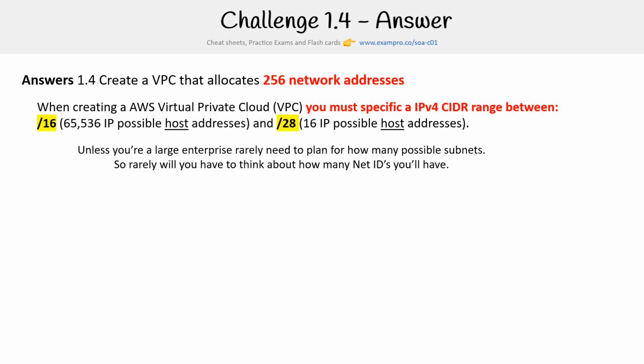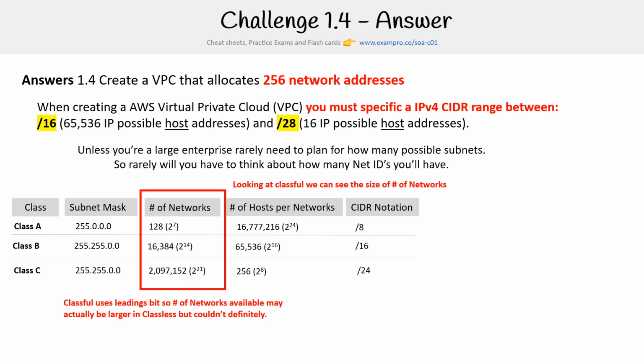And the reason why is that unless you're a really large enterprise, you rarely need to plan for how many subnets. So rarely will you ever have to think about how many net IDs you're going to have. Now, if we look at classful networking, if we use Class A, Class B, Class C, you can see we have that math there that will tell us exactly how many networks we're able to support with this way of addressing, okay?